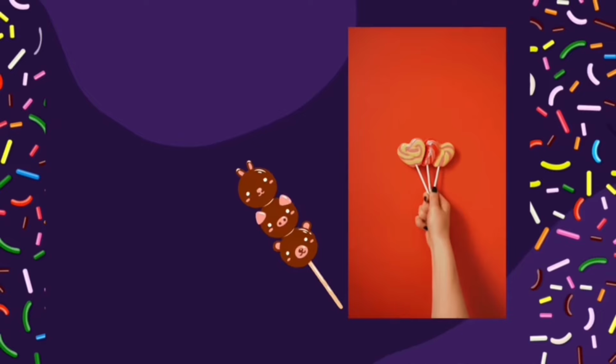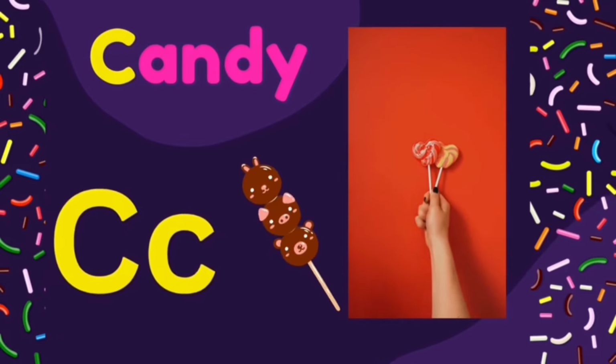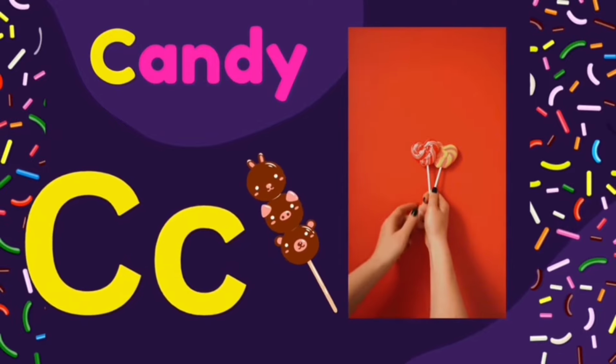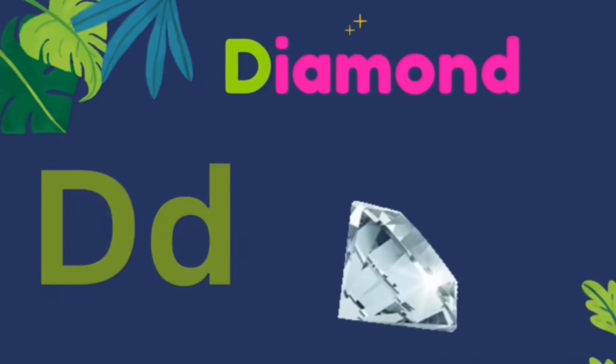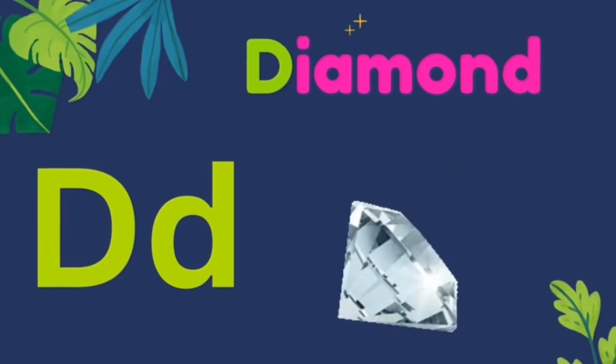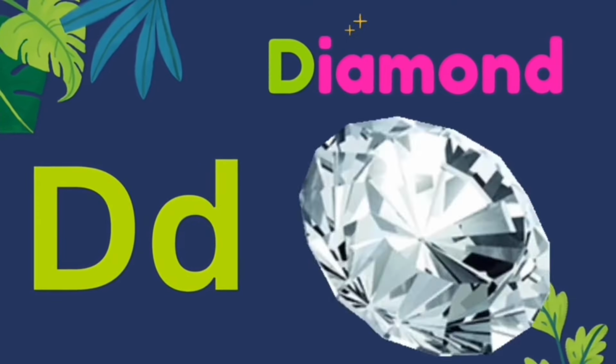B, baby. C is for candy. C, C, candy. C, candy. D is for diamond. D, D, diamond.